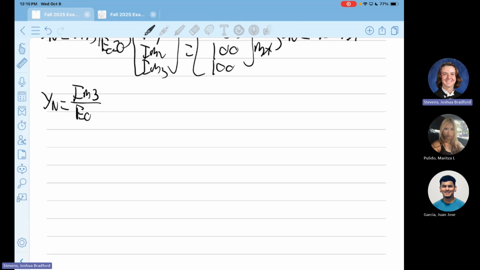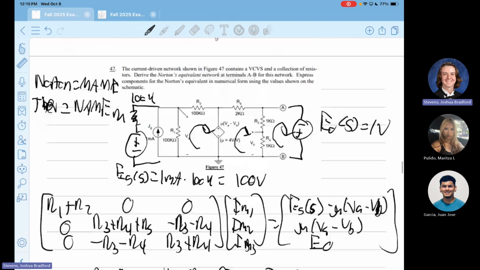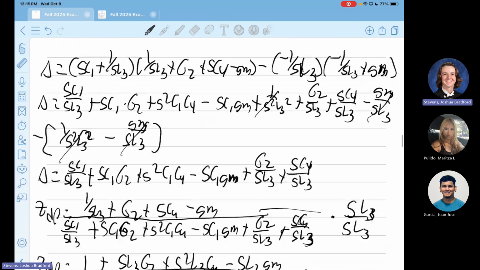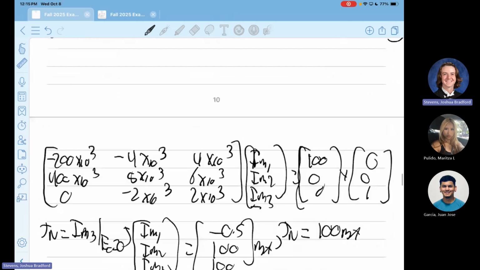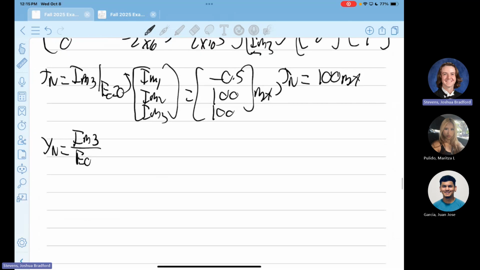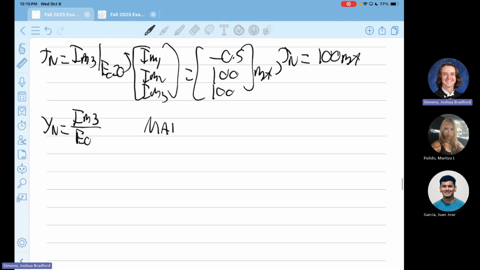We are finding Norton's equivalent, which is using MAME. Oh, what am I saying? When you're using MAME, you're going to find your admittance. NAME is going to give you impedance.